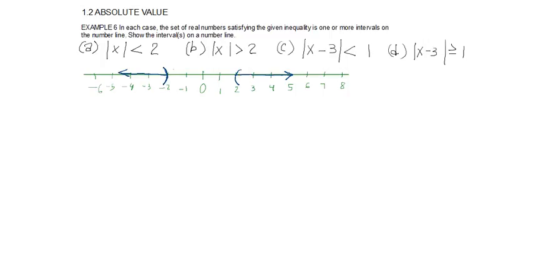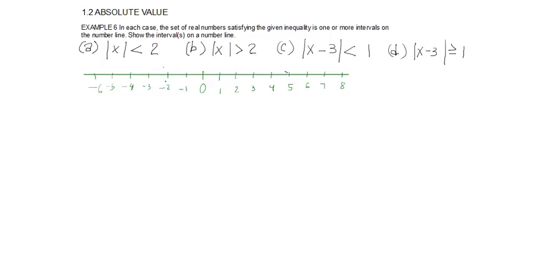So it's pretty easy. It's like saying x is greater than 2, and since it's absolute, it means I can go the other way too. Okay. Let me erase that one and let's do C.